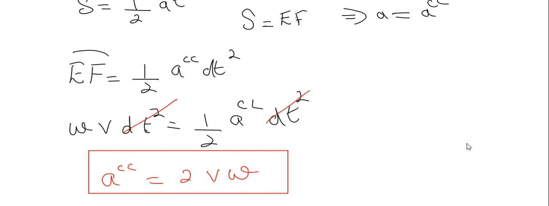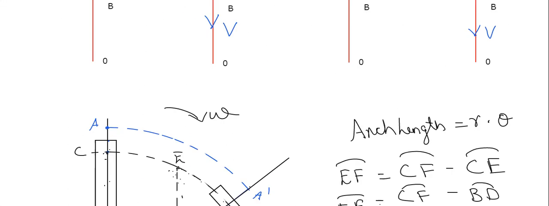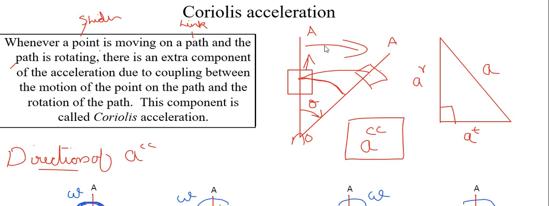This is important. Derivation may be asked. 2 times v into omega, where v is the sliding velocity and omega is the angular velocity. So this is the acceleration due to the Coriolis component, or Coriolis component of acceleration.